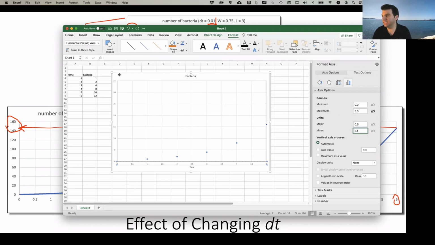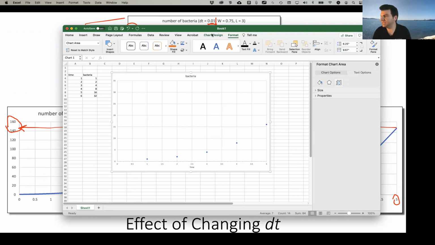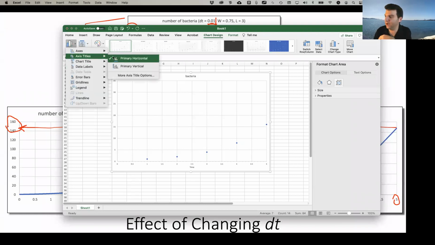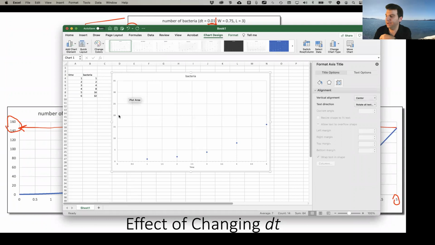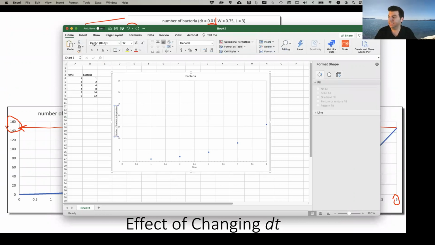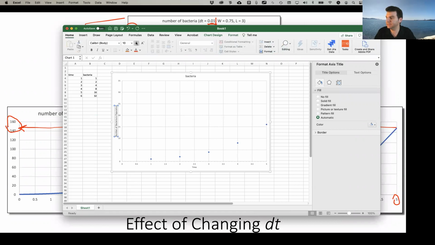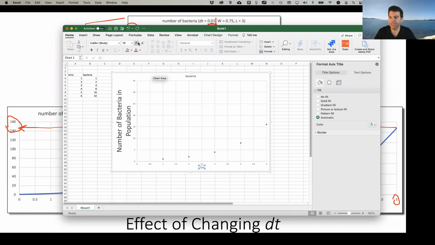And the y-axis here, if I went into chart design, I could say add chart element, and on the y-axis, primary vertical, I might put number of bacteria or something. Something like that, number of bacteria in population. Now that's very small to read. I could click on this thing and go to home, and then I could increase the font size. And so on. So hopefully that makes sense.